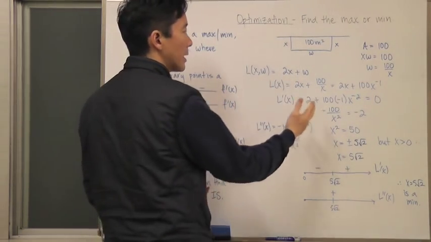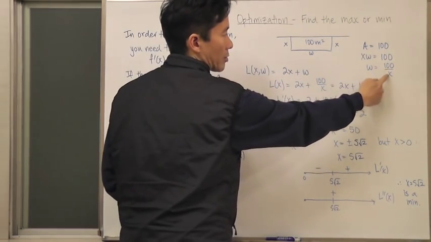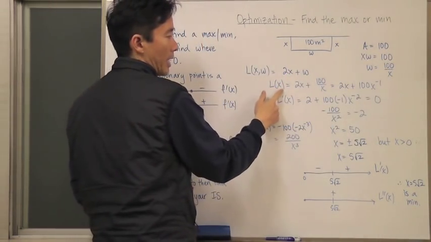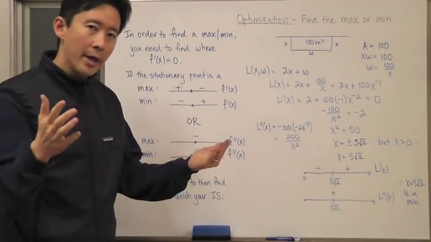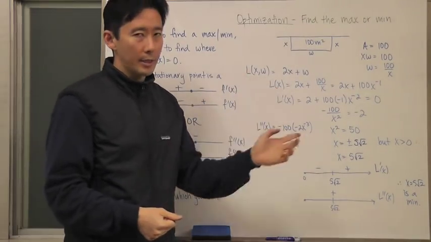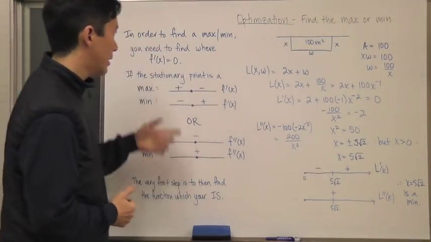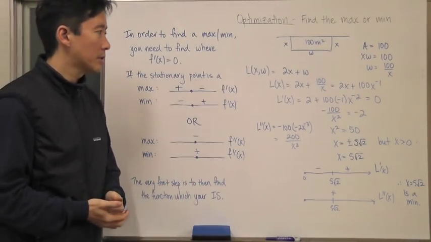Okay, so instead of having 2x plus w, since I know that w is 100 over x, I know that L of x is just 2x plus 100 over x. And there you go. Now we have the function in terms of one variable x, and now we can do the analysis here to find out how to optimize the situation.